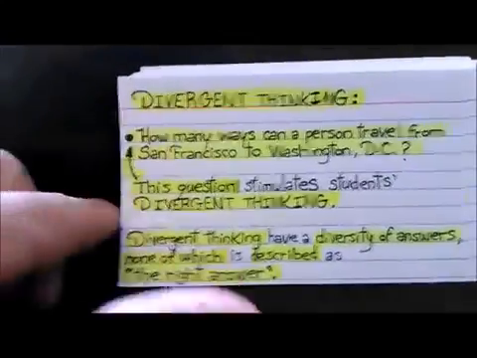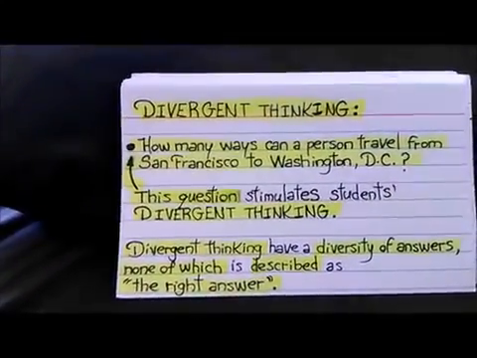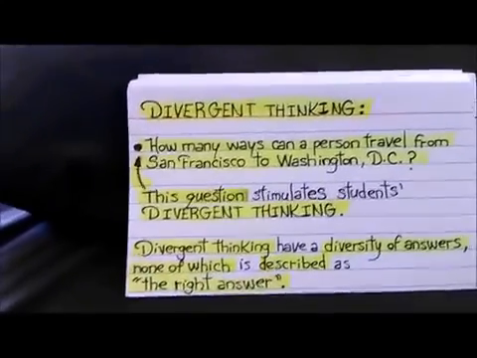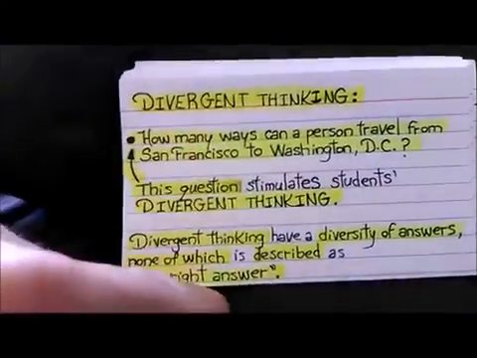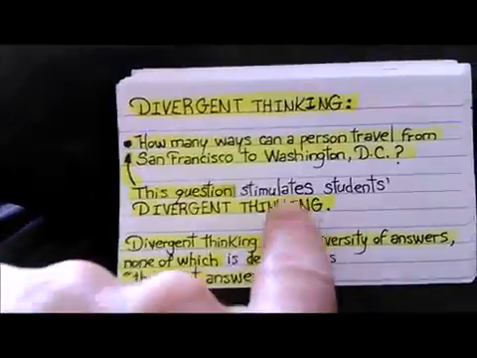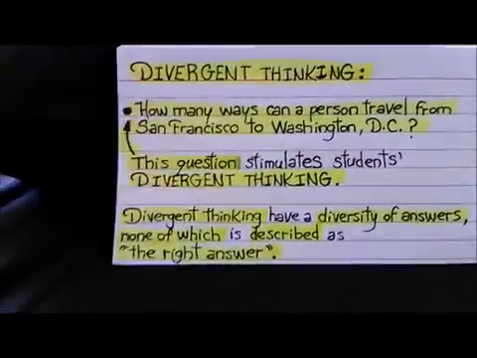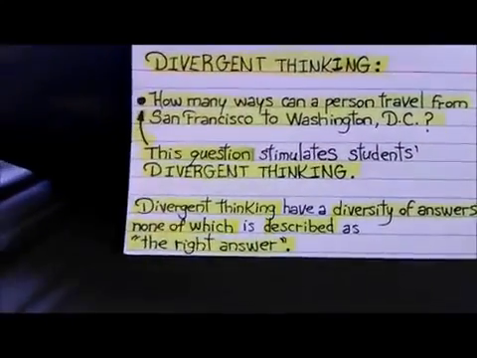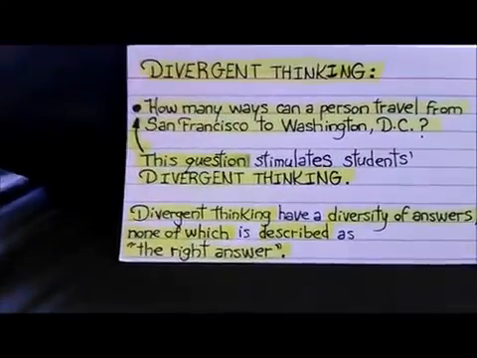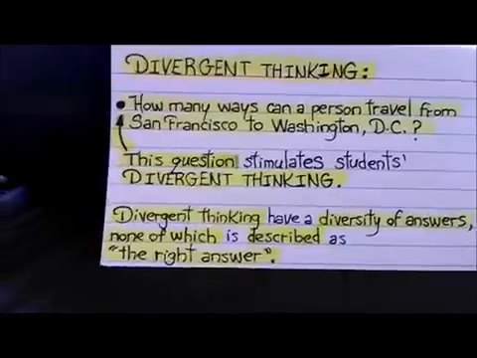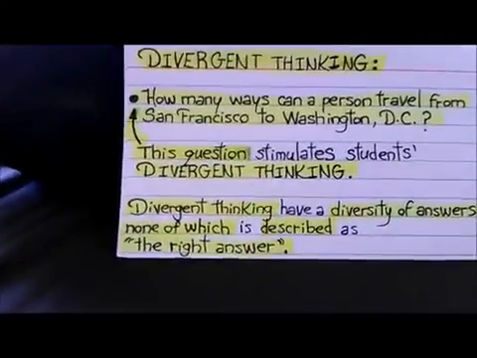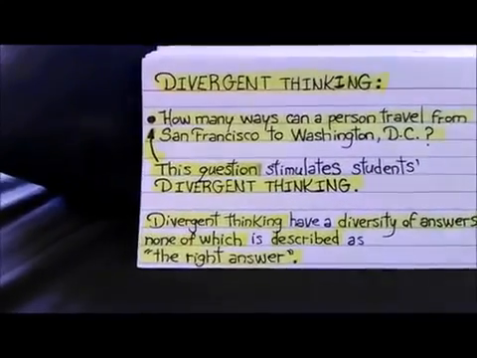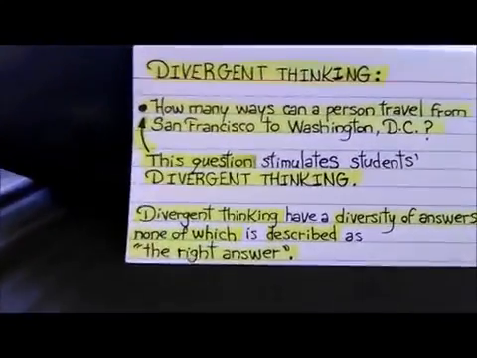Divergent thinking. How many ways can a person travel from San Francisco to Washington, D.C.? You see this type of question? Well, this question right here stimulates students' divergent thinking because they have to figure out, okay, how many ways? Oh, I can go from San Francisco to Washington. I can use a train. I can use a plane. I can use a horse, a skateboard, rollerblade, a bicycle. I can go running, walking, whatever. They have to come up with ways.